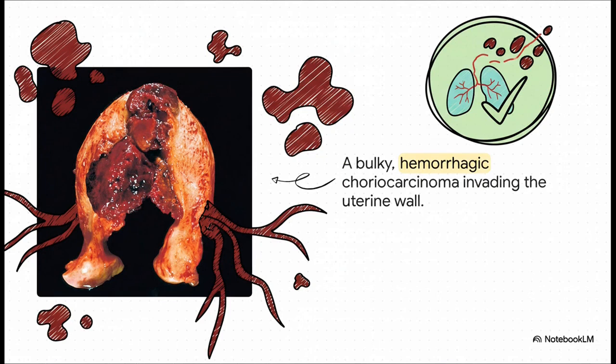And this image shows you just how aggressive this cancer can be. It's a bulky, bloody mass that is invading deep into the uterine wall. It looks terrifying, and it is. It loves to spread through the bloodstream, especially to the lungs. But, and listen to this, it is a very important point, despite how bad it looks, this cancer is remarkably sensitive to chemotherapy. It is one of the great success stories of oncology, actually.